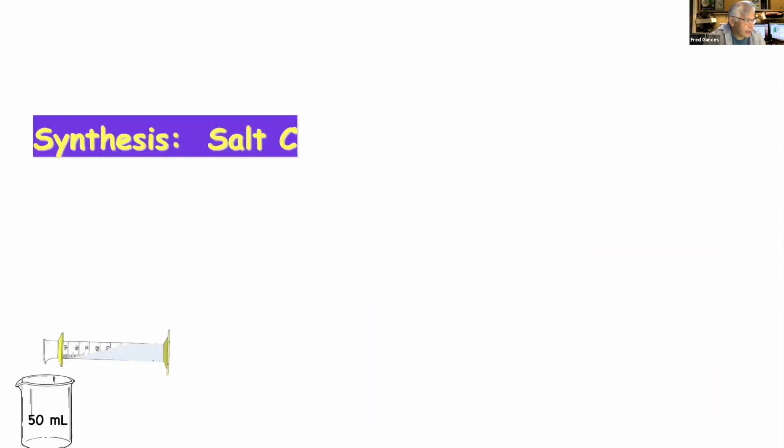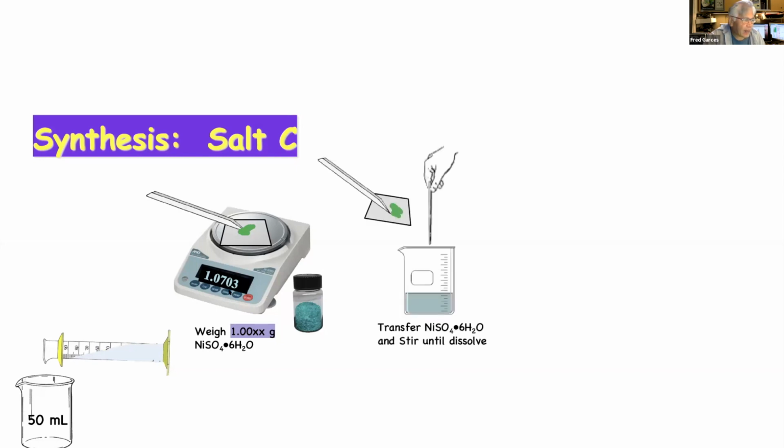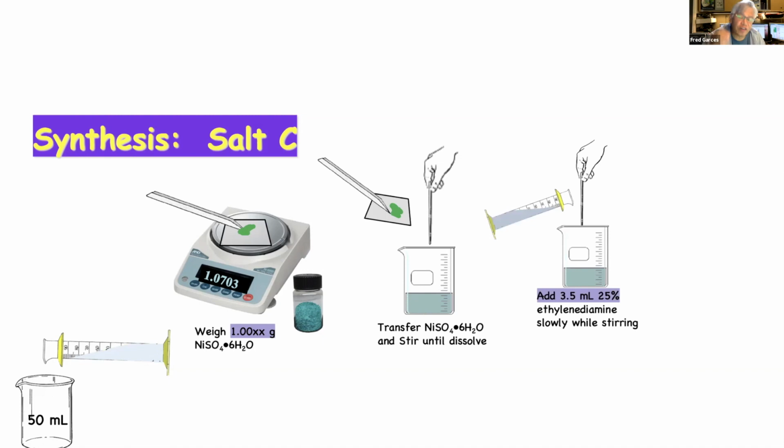Salt C, again, you do the same procedure. You have 5 milliliters of water. You weigh about 1 gram less nickel now. In fact, the mass is 1.0703 grams right here. And then we transfer it into the 5 milliliters of water. And then we add 3.5 milliliters of 25% ethylenediamine.